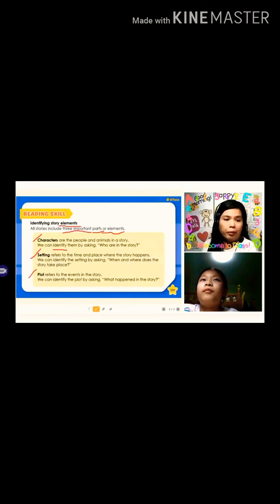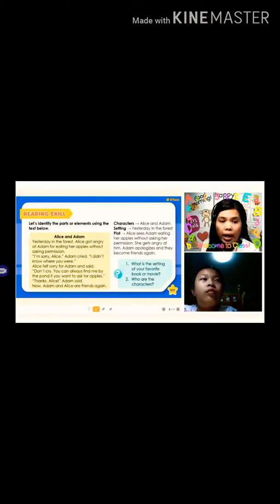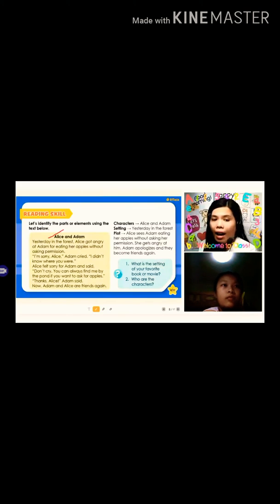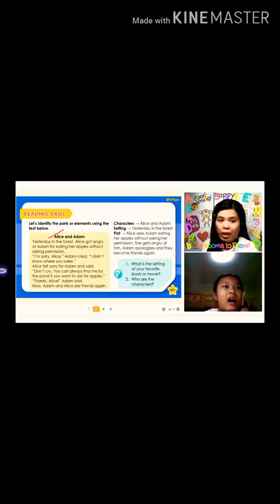Okay, now let's just simplify characters. These are the person or people involved in the story. Setting refers to the time and place where the event or the story happened. And plot is like the idea of what happened in the story. Okay? So let's have an example for that one. Okay, so we have a story about Alice and Adam. Hey, can you read the story?